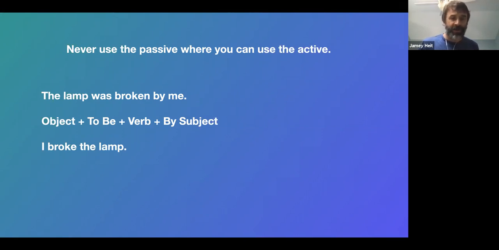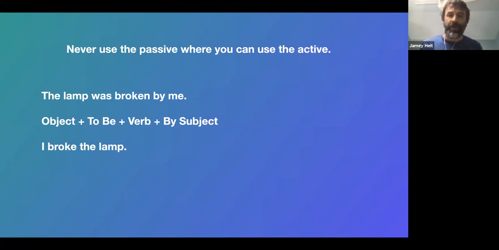You're going to have an object of a sentence plus some form of the verb to be, and that can be, I am, you are, he, she, it was, we are, they are. It can also be in the past tense, I was, you were, he was, they were, we were. So object plus some form of the verb to be, and then the verb that is the key action in the sentence. In this example, the verb is breaking, though here it's rendered as broken. So to be was verb broken.